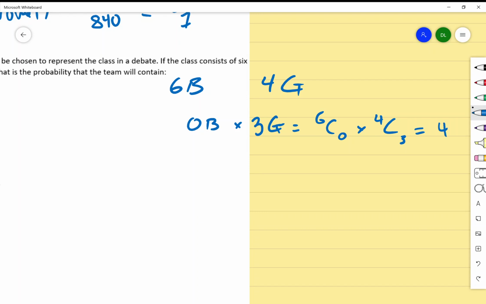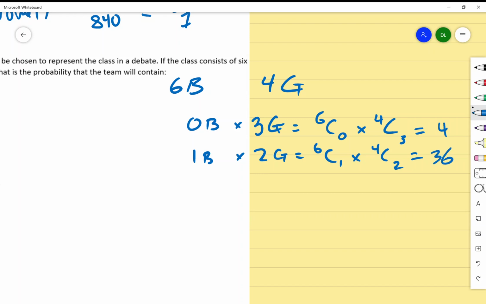Now, another possibility is what if I have 1 boy and 2 girls? We still have a collective 3 students, but now we have to use a different calculation. So instead of 6C0, now the 6 stays the same. We still have 6 boys to pick from, but there's only 1 that we're going to end up choosing. So it's 6C1 multiplied by, now the 4 stays the same, 4C2, because we're choosing 2 girls, and that gives us an answer of 36. Hopefully you get the idea.